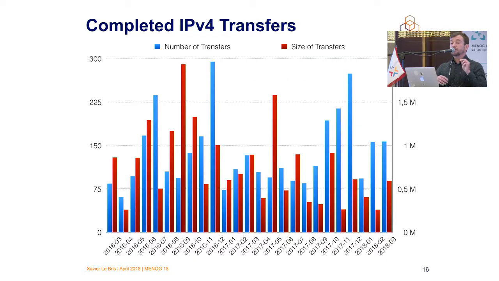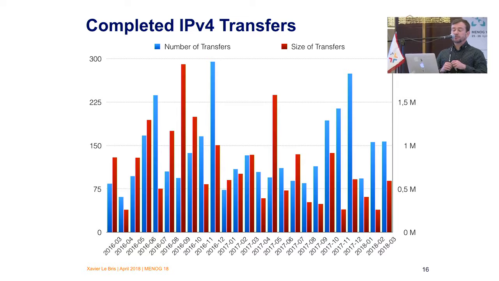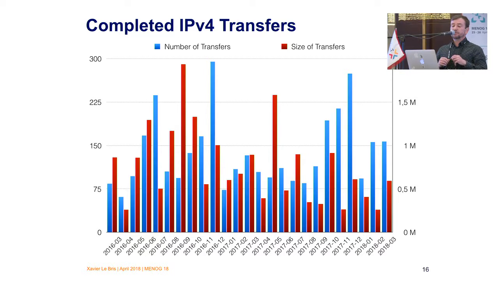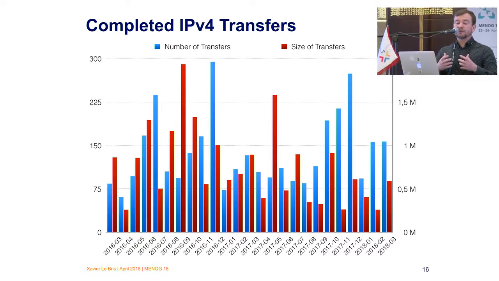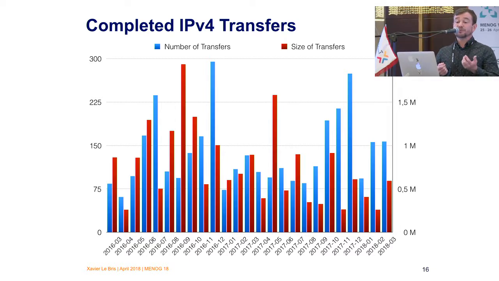Now, if we look at the completed IPv4 transfers in the past, you can see that a lot happened during the last years in terms of transfers. So it became really quite a market. What is quite interesting here is also to see that it's often towards the end of the year that a massive amount of transfers happen. So it might be related to budget or things like that.